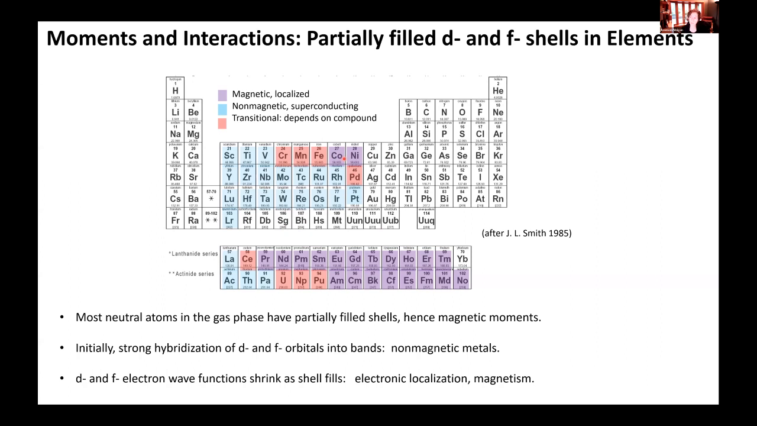So where we want to be is somewhere in between those two limits. And for instance, in the 3d elements, chromium, manganese, and iron can be either magnetic or non-magnetic, depending on their chemical environment. And similarly, we can say the same for f electrons. And so this is our happy hunting ground, where we look for materials that are magnetic, but not too magnetic.